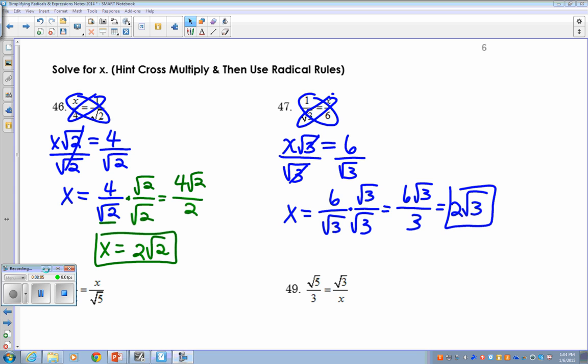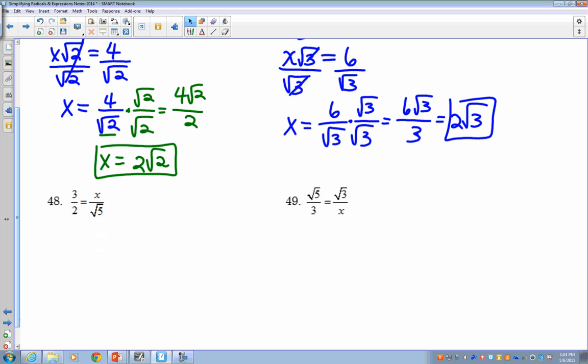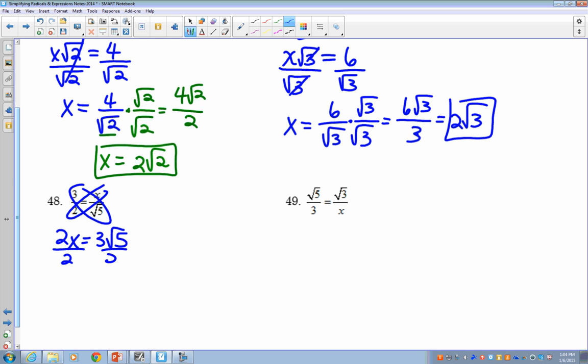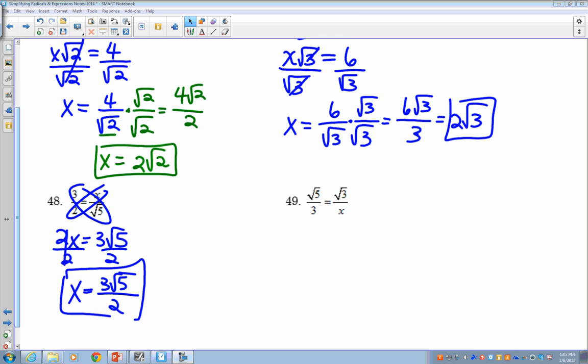So whenever you have a proportion dealing with a radical, you are going to just solve proportions like you have in the past. So here we're going to have 2x equals 3 radical 5. And then we're just going to divide both sides by 2. So x will be equal to 3 radical 5 over 2. And now I can leave that because the 3 and the 2 are both on the outside, and they cannot be reduced any further. So once you try 49 and then check your answer, go ahead and pause the video.